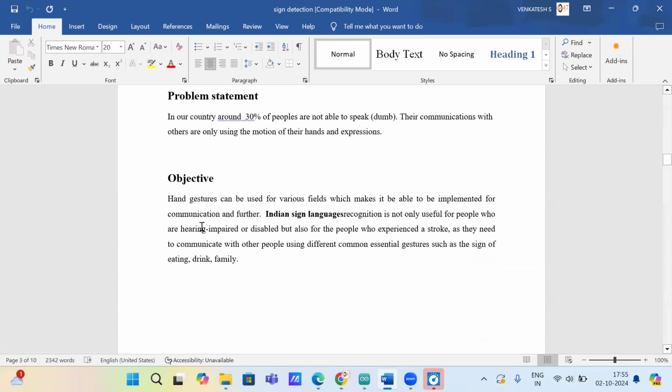Objective: Indian hand gestures can be used in various ways, which makes it possible to implement them for further communication. Indian Sign Language recognition is not only useful for people who are hearing impaired or disabled, but also for people who experience a stroke, as they need to communicate with other people using common essential gestures such as signs for eat, drink, and happy.